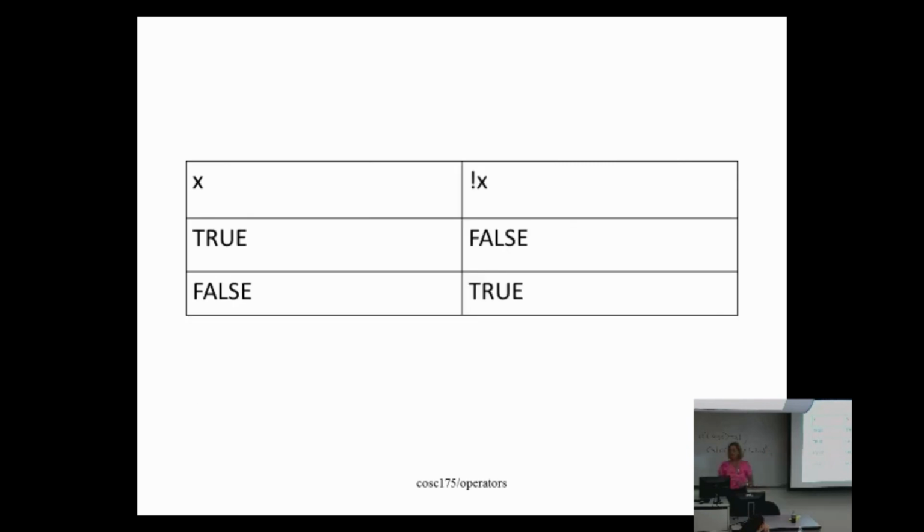Now, there's something else about, and then the other guy is not. Not takes whatever it was and changes it to the opposite. So if you have some situation and you put the exclamation point in front of it, that changes it to the opposite of true or false.